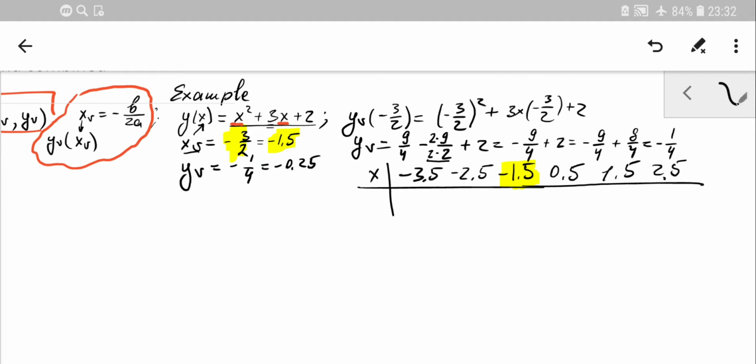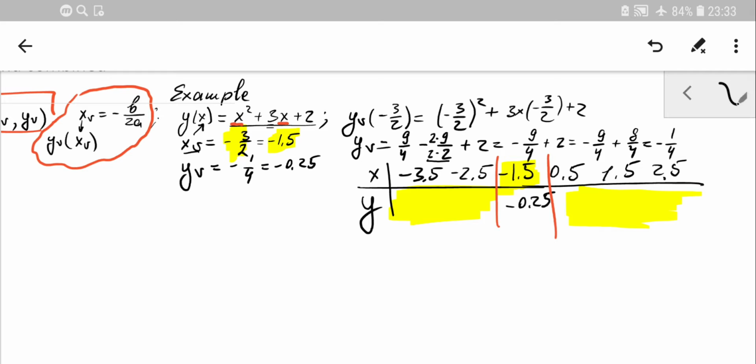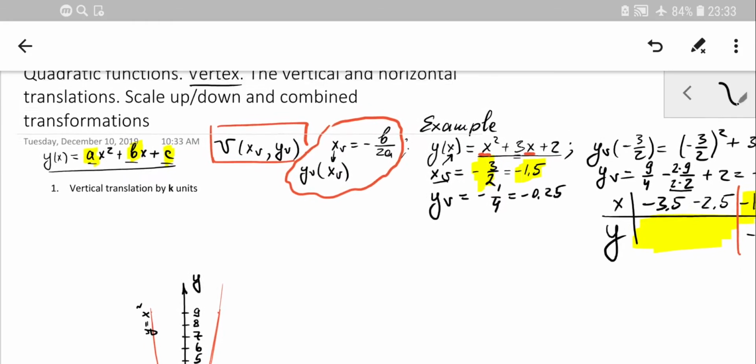And if you start calculating y values, here is going to be the vertex, negative 0.25, that's the y vertex coordinate, and all your data will be symmetrical around your value for the vertex. So this is sort of a median, and you can center all your data. That's why you know where to start from and how to symmetrically distribute your data around the vertex. Okay, so I hope you understand how it works. Why we need the vertex, I'll tell you a bit later.